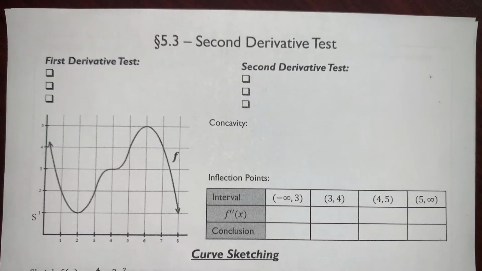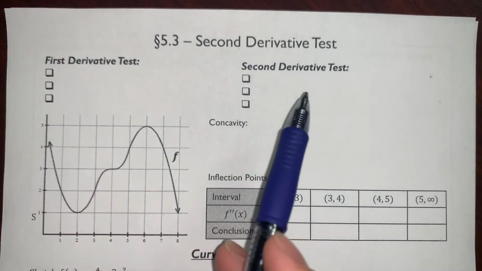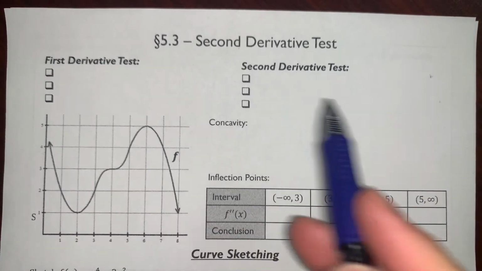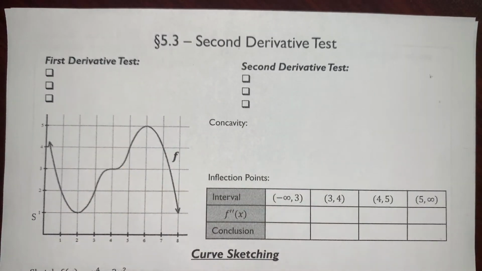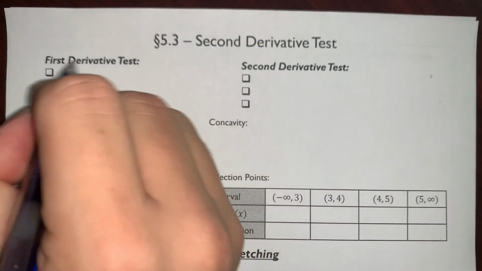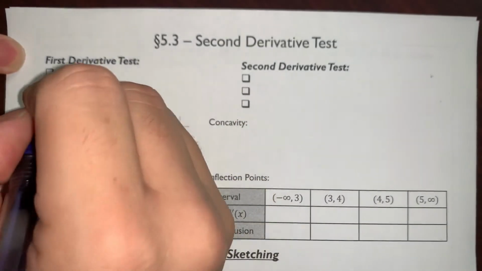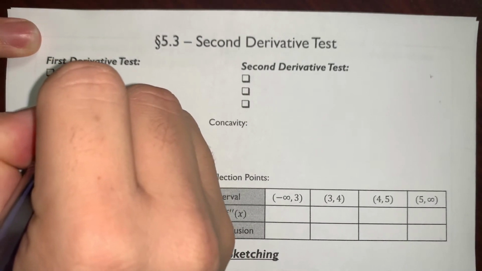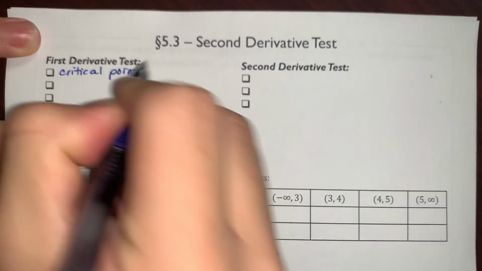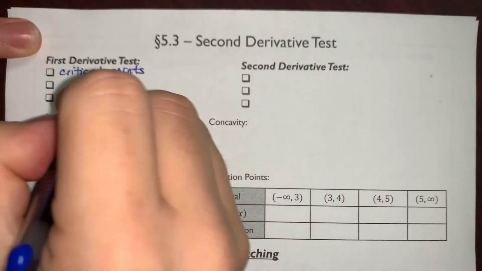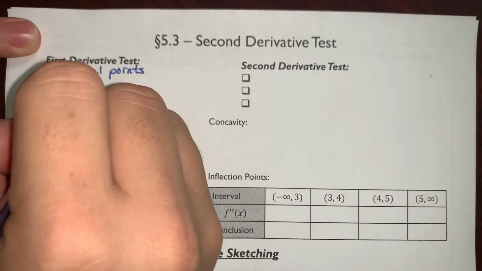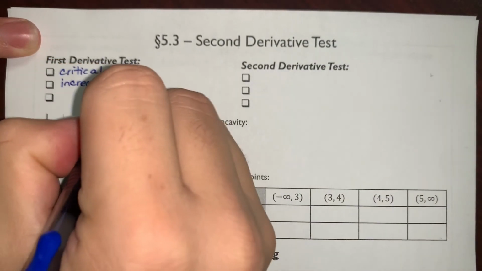All right, everyone. So for this next section, we're going to talk about 5.3, the second derivative test. In the previous section, we already talked about the first derivative test, and now I want us to start off by knowing what the difference between the two is and what we're using each one for. Whenever we're doing the first derivative test, that's going to help us determine what the critical points are. It's also going to help us determine where the function is increasing or decreasing.